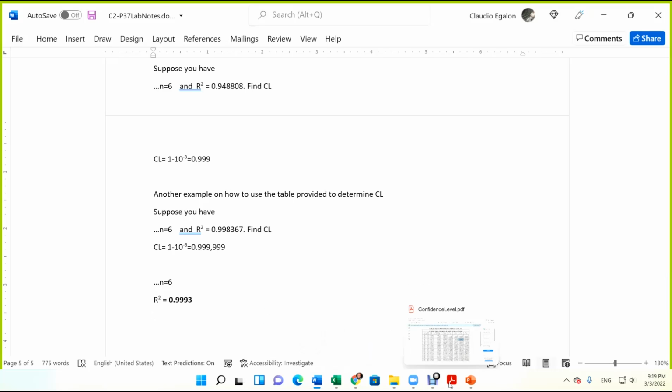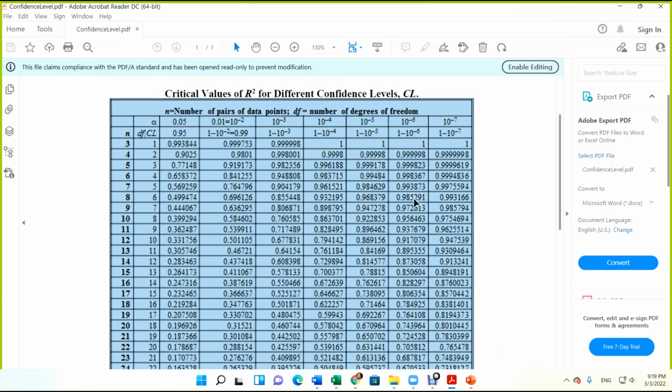Okay, so let's see if you have 9993. Do you have 9993 here? You have 99484, 9983, 9993. No, you don't have 9993. You have 9994836. 9993 is between those two values here. It falls somewhere between those two values. So what are you going to write down? You're going to write down your CL at the lower bound of CL that I call the CL min, and the upper bound of CL that I call the CL max.